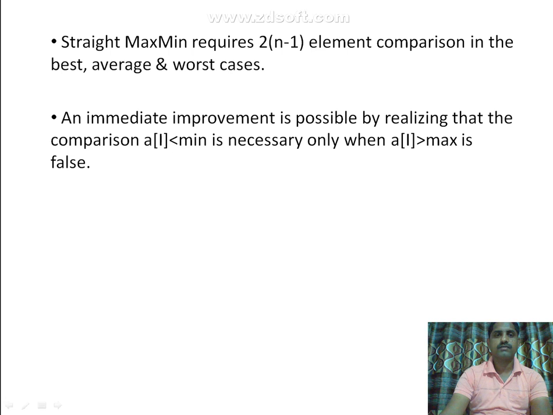StraightMaxMin requires 2(n-1) element comparisons in the best, average and worst cases. So what is the best case, average case and worst case? In the best case, the minimum number of steps will be required. Average case is the average number of steps required, and in the worst case, the maximum number of steps is required to complete the particular problem. An immediate improvement is possible by realizing that the comparison a[i] less than min is necessary only when a[i] greater than max is false.